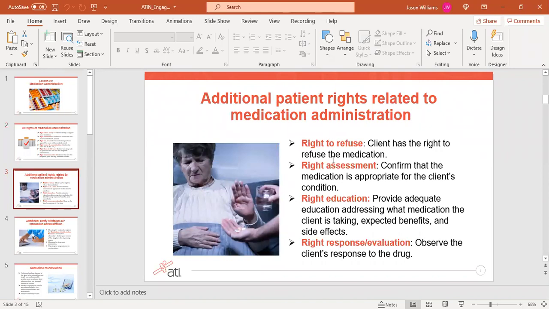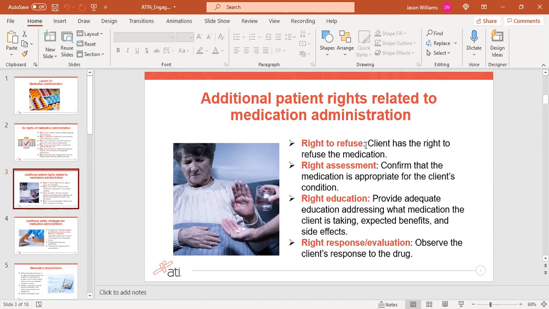And it just talks about additional patients' rights. Patients do have a right to refuse medication. Patients have a right to refuse treatment, any treatment. If that treatment is medication, if that treatment is wound care, the patient has a right to refuse that. But even with them having a right to refuse, we have to educate them.